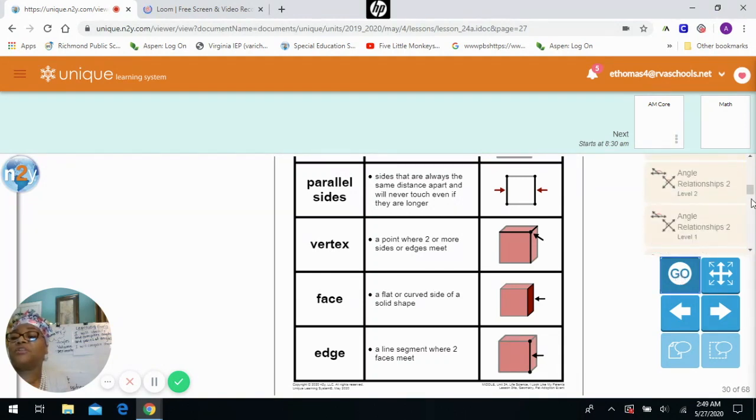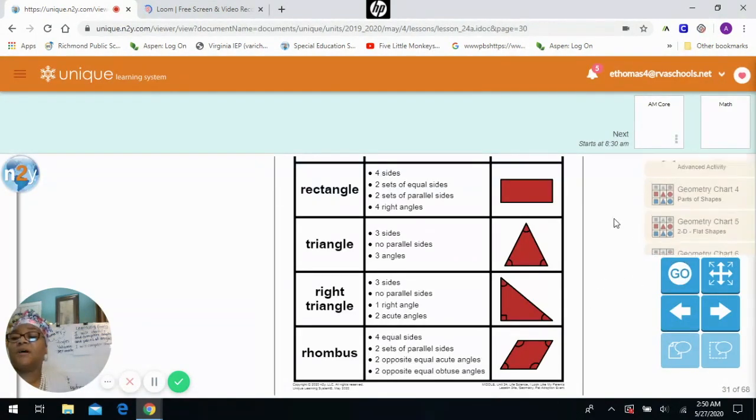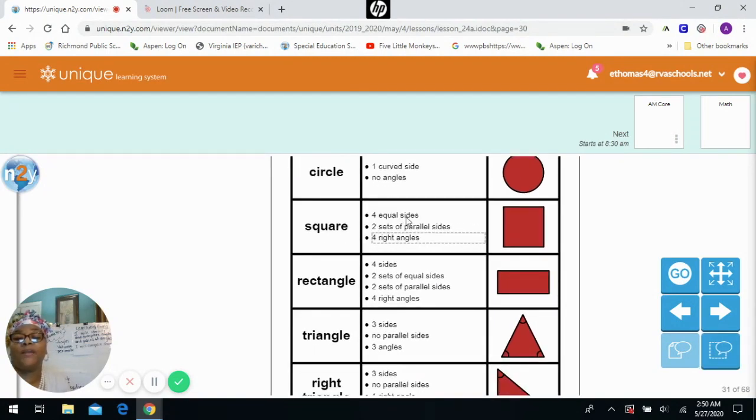Okay, so we have our chart 3. Chart 4. And now we're going to go over our chart 5, and that's our flat shapes. Okay, now flat shapes is like a circle, one curved side, no angles. Square, four equal sides, two sets of parallel sides. This side's the side, keep going, but do not touch. And 4 right angles, 1, 2, 3, and 4.